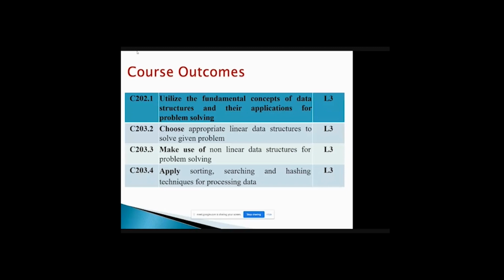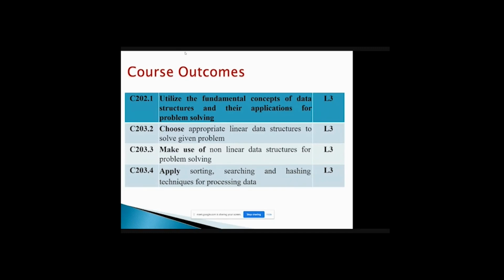The first CO is to utilize the fundamental concepts of data structures and their applications for problem solving. So when you learn this subject, you will understand the basic fundamental concepts of why to study data structures and their applications in solving real-time problems. And it is at L3 level. So L3 is the apply level.